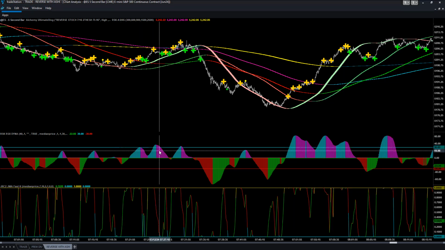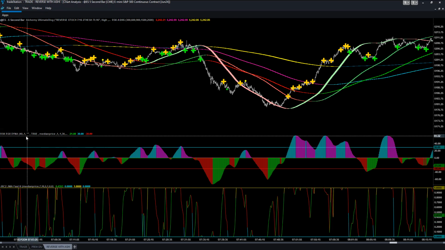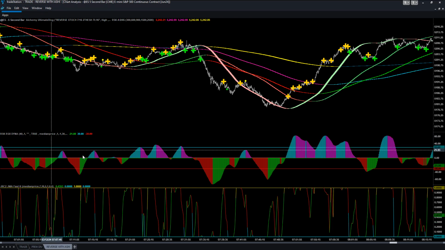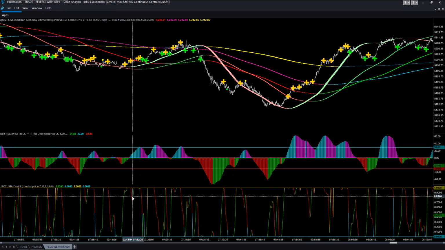What we have here as a point of reference is the RSX, and this is set to 40 and 0.1. But in particular, we want to draw attention to the Zurich stochastic. Now, its length is set to 7 and 16. We do not display the slow stochastic in this case, as it's really irrelevant to its use.